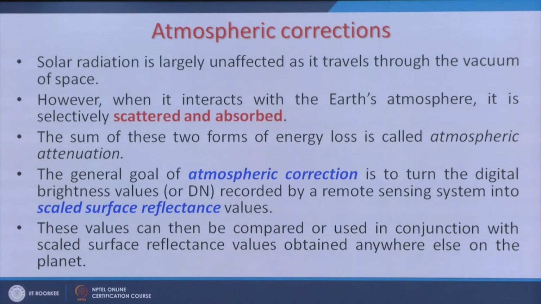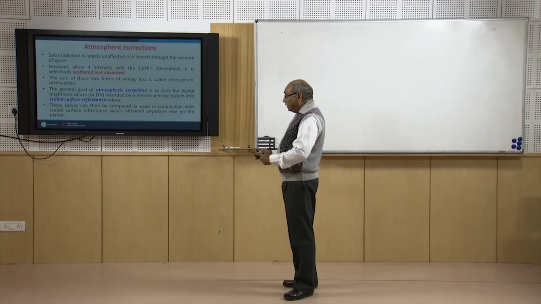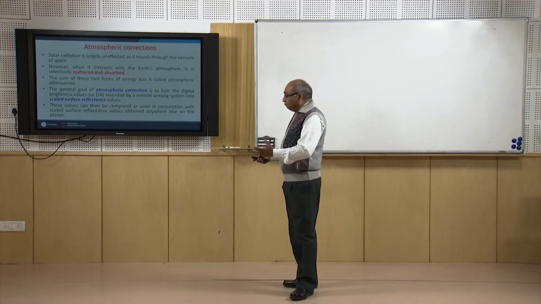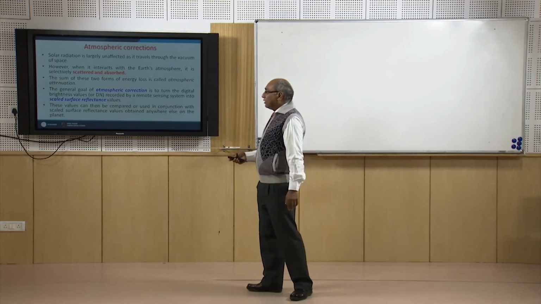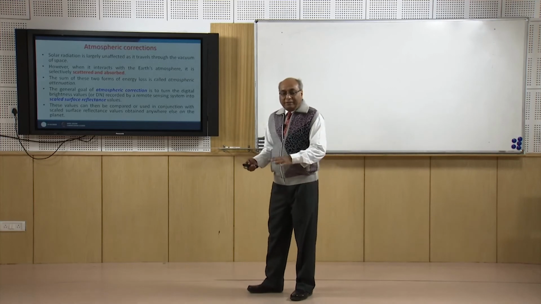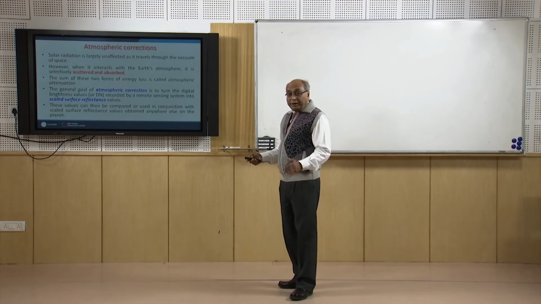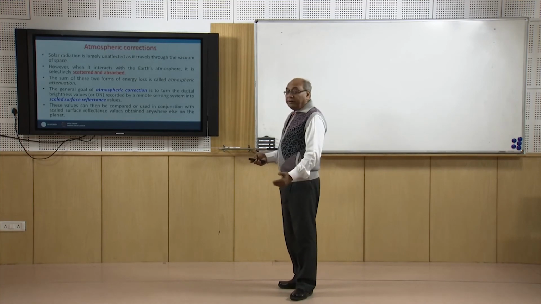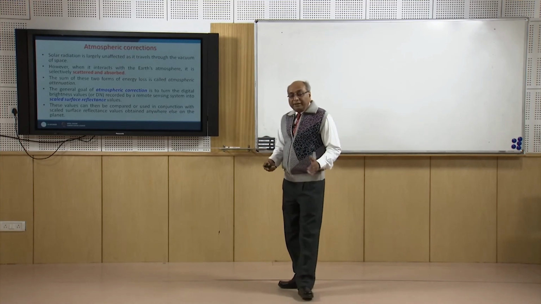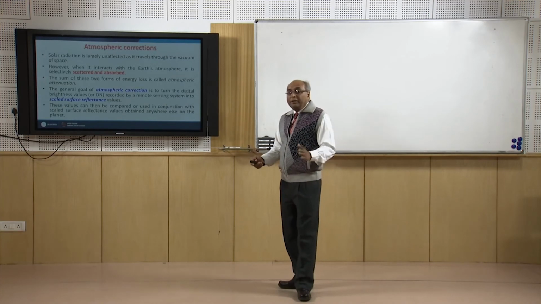So these values can then be compared in conjunction with the scaled surface reflectance values obtained anywhere else on the planet. So if we go for that kind of thing, that means we are going for modeling, assuming that things are the same at two different places or within one image, and that kind of assumption for coarser resolution data which covers a very large area may not be very good.